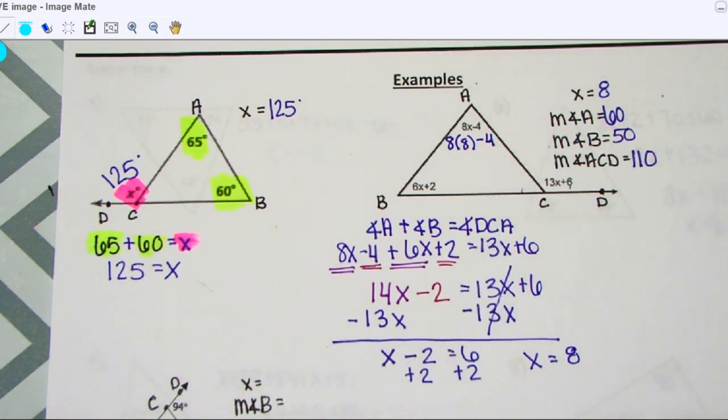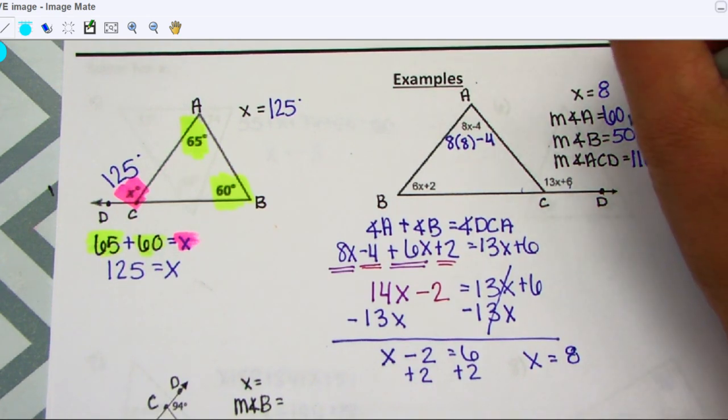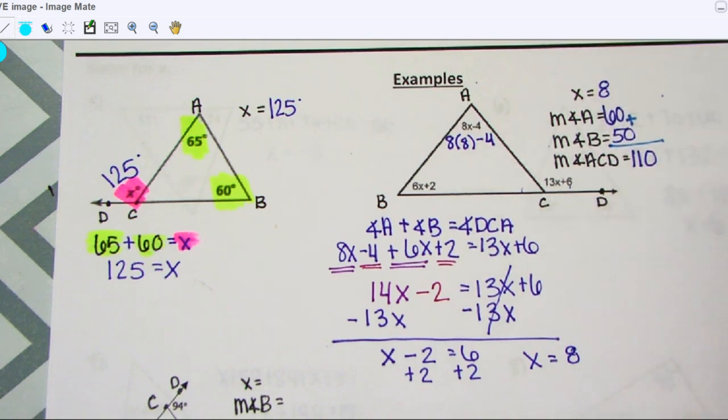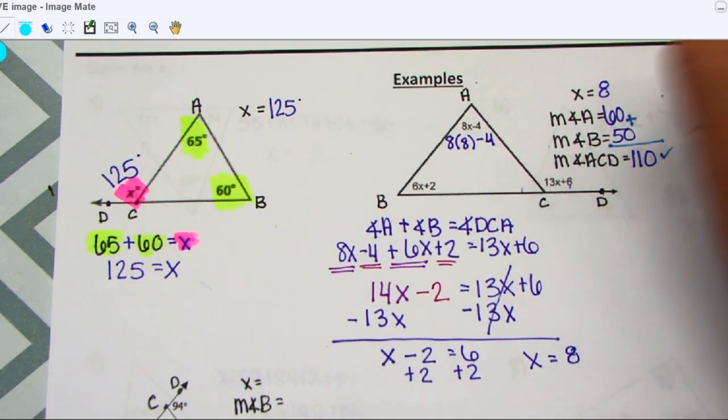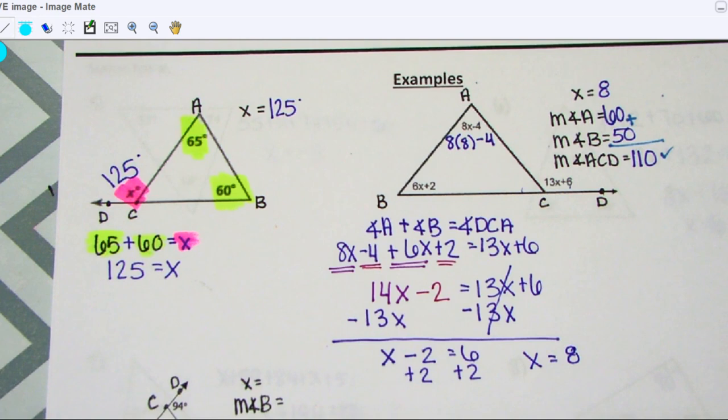60 plus 50. There we go, 60 plus 50. So is 60 plus 50 110? Yes. So now you know you did it right. So there's always a way to check your math. It's just a little different this time. They're not going to add up to 180, they're going to add up to equal the outside angle. So 60 plus 50 is 110. So you know we did it right.